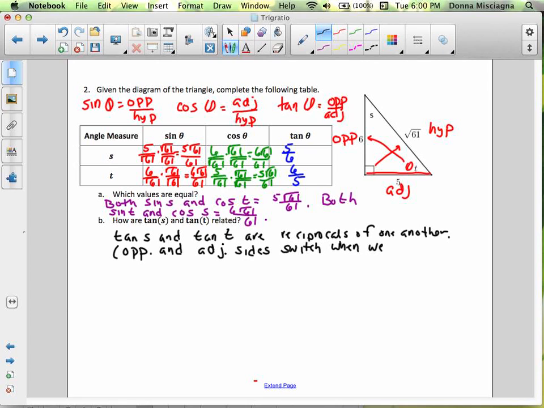When we switch angles. And oops, we're missing a C there. And I'll abbreviate angles as well. All right, so that would make sense that those would be reciprocals of one another.